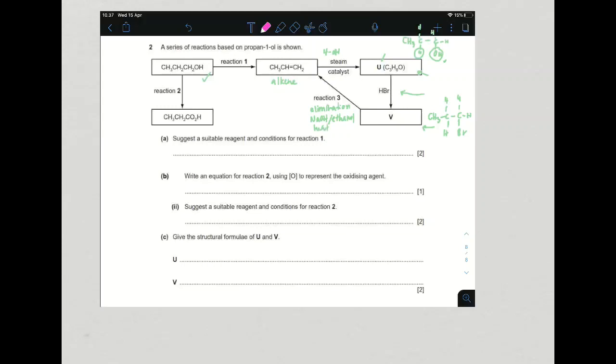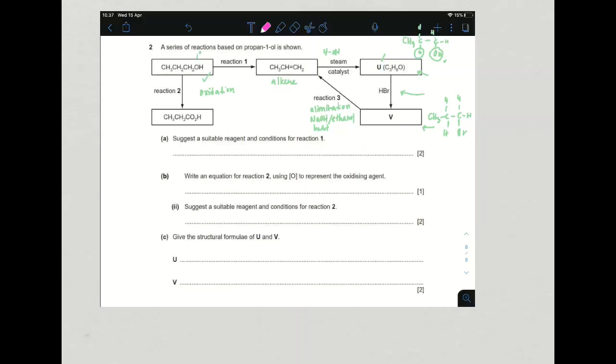And then for reaction 2, this is going to be alcohol changing into carboxylic acid. This one is a primary alcohol, so this one must be oxidation. For oxidation, you can use any oxidizing agent. So here, let's actually go for the question itself.